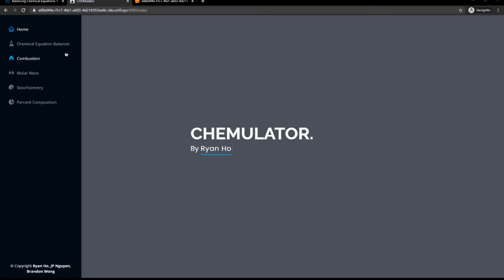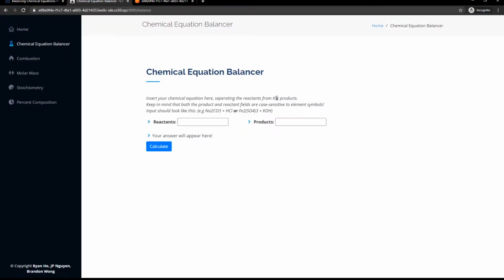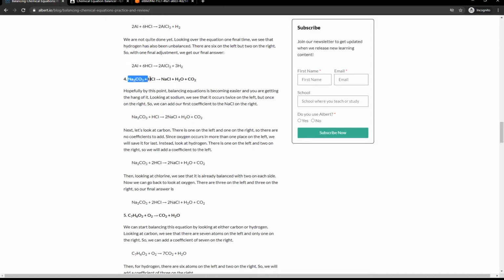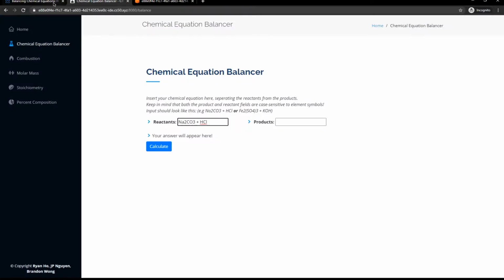The first one we'll visit is the Chemical Equation Balancer. Here, there's a brief overview of how to use the application and the input syntax. The reactants I'll insert here are going to be found from this website. I'm going to copy and paste this, as well as this. Then when I click calculate, the answer will appear here.